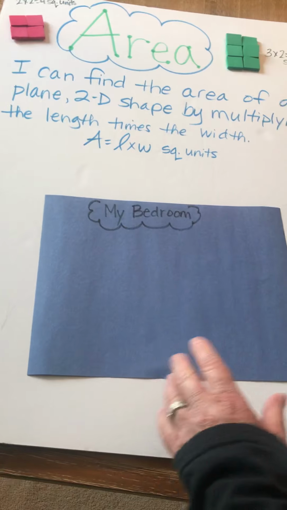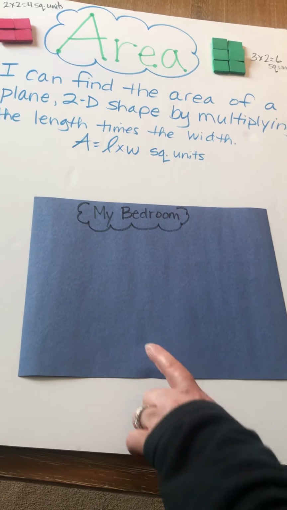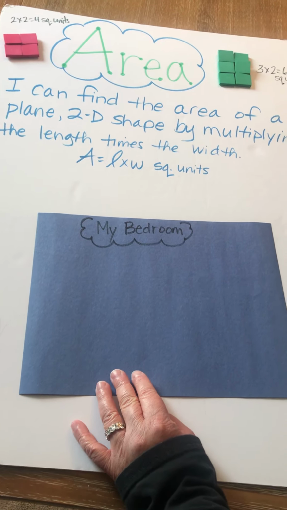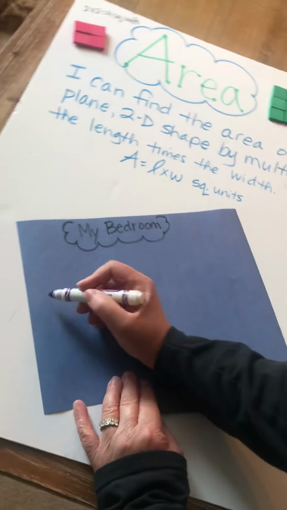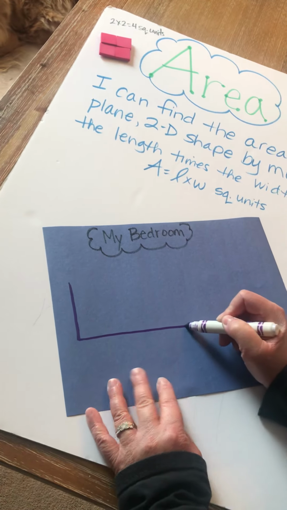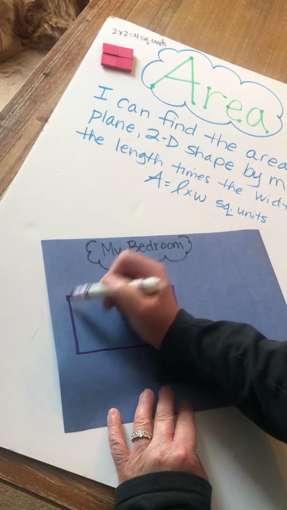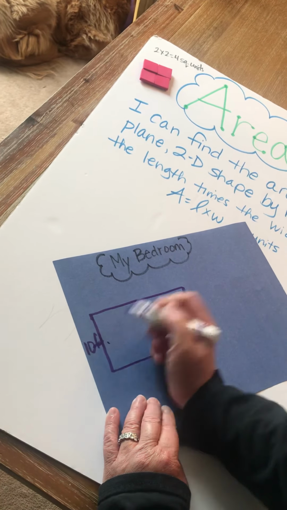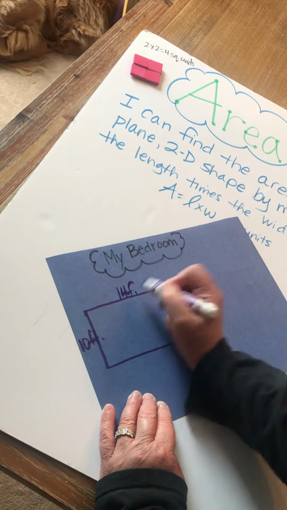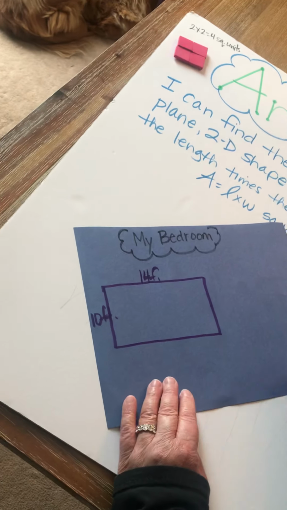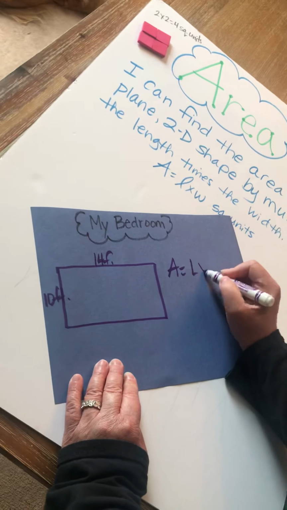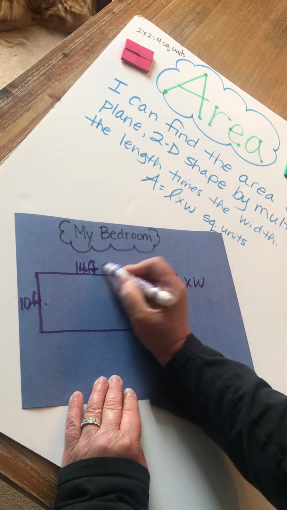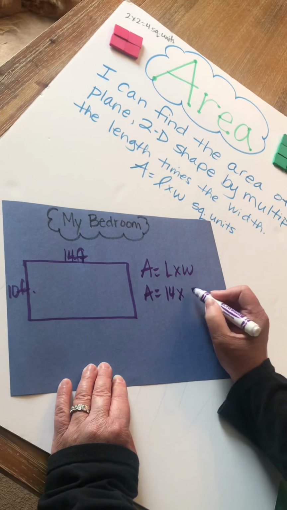Say you measured your rectangular bedroom and one side was 10 feet and the other side was 14 feet. What's the area of your bedroom? We'll begin by drawing a rectangle, the same shape as your bedroom. One side I told you was 10 feet. The other side was 14 feet. Use your formula: area equals length times width. Area equals 14 feet times 10 feet.